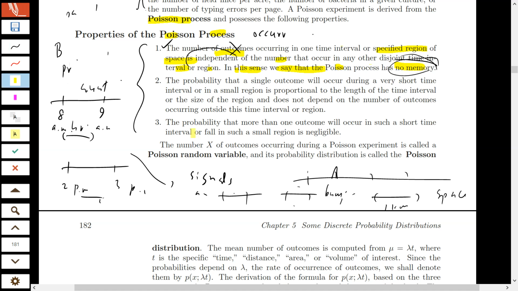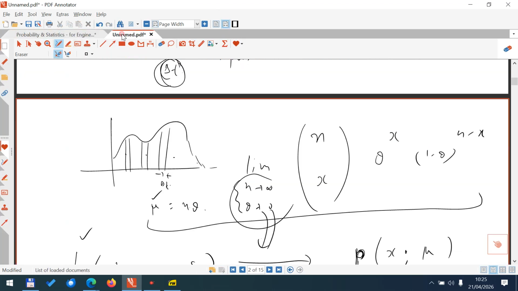So let's get to the second point. The probability that a single outcome, which means success or occurrence, will occur during a very short interval. Now, you see in the first point, there was no requirement of being short. You could choose any interval. The focus was only on independence. But here, point two is about short. It has to be very short. And this is what I did on that separate page. If it is a time interval or a very small region, it is proportional to the length of the time interval or the size of the region. And it does not depend on the number of outcomes occurring outside this time interval or region. That's very important.